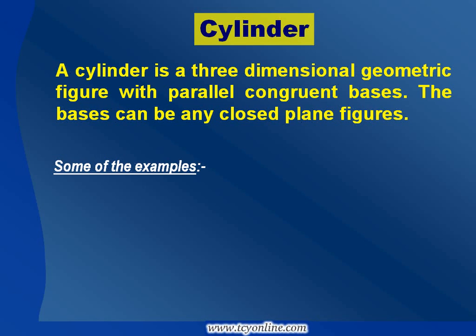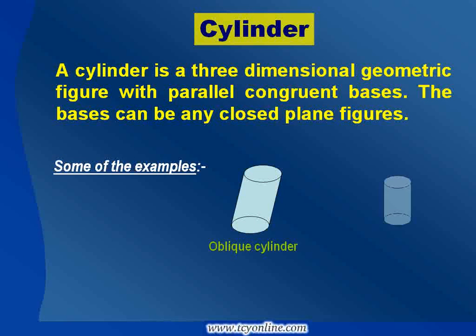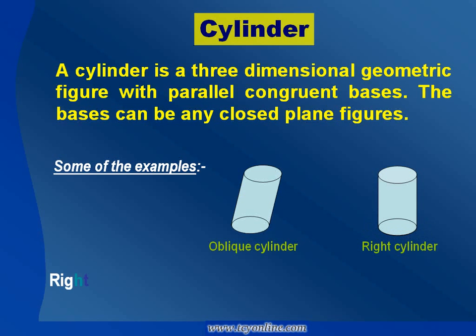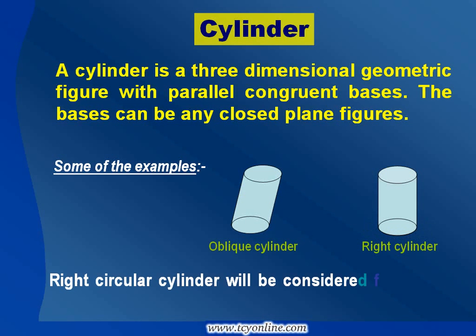The first one is an oblique cylinder whose bases are not aligned one over the other. This can be seen in its geometric representation. Whereas a right cylinder has bases aligned directly one over the other. But the bases need not be circular always. For further explanation, right circular cylinder will be considered.